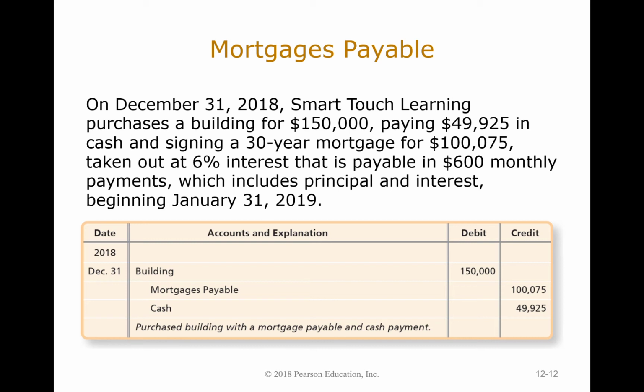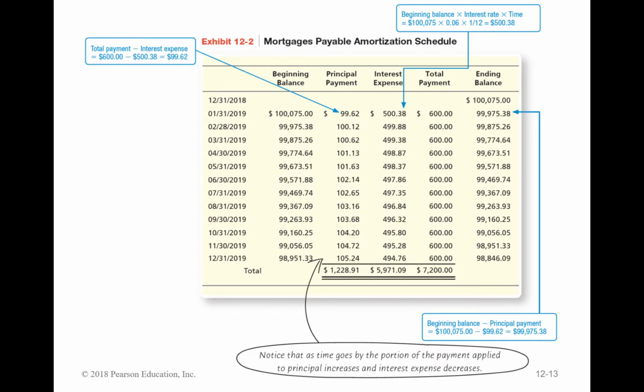So if we think about this, our interest per period is going to end up being our 6% divided by 12, which would be 0.005, or 1/2 of 1%. And here's what we're looking at. Here's our interest payment on the first period, with the balance we have when we take out the loan, the $100,075. Our principal payment and interest expense, how do we get that?